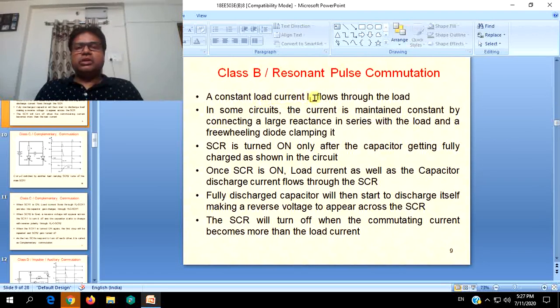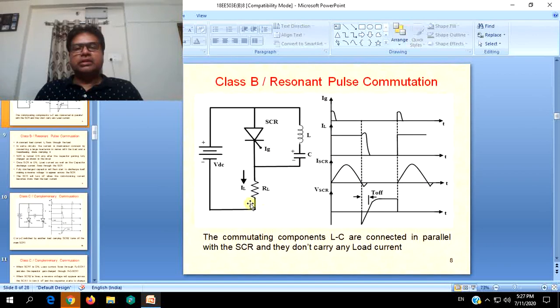A constant load current IL flows through the load. This is the assumption made for all the commutation procedures. In some circuits, the current is maintained constant by connecting a large reactance in series with the load and a freewheeling diode clamped across it. That is, across this load there will be a freewheeling diode and a high reactance connected in series with the load, so that the current will not change rapidly.